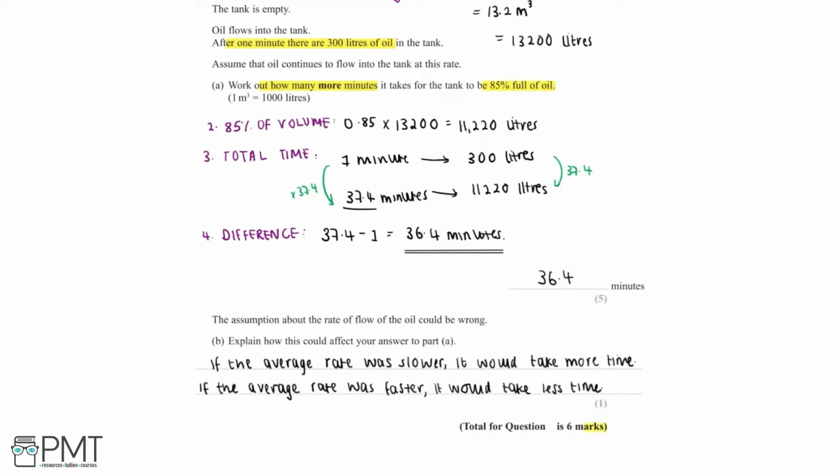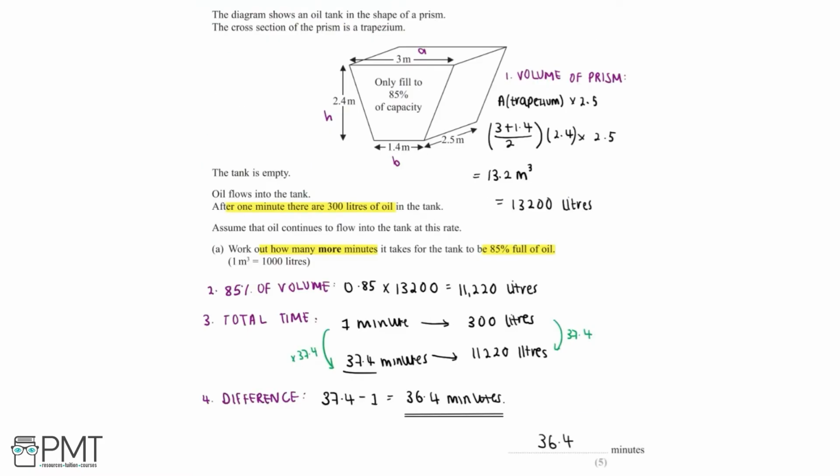Now this question is worth 6 marks in total, so let's take a look at where these marks are allocated. Now part A is worth 5 marks. We get the first mark in part A for a process to find the area of the trapezium, and so we did 3 plus 1.4 all divided by 2 multiplied by 2.4. And then we get the second mark for multiplying this value by 2.5 in order to find the total volume of the prism.